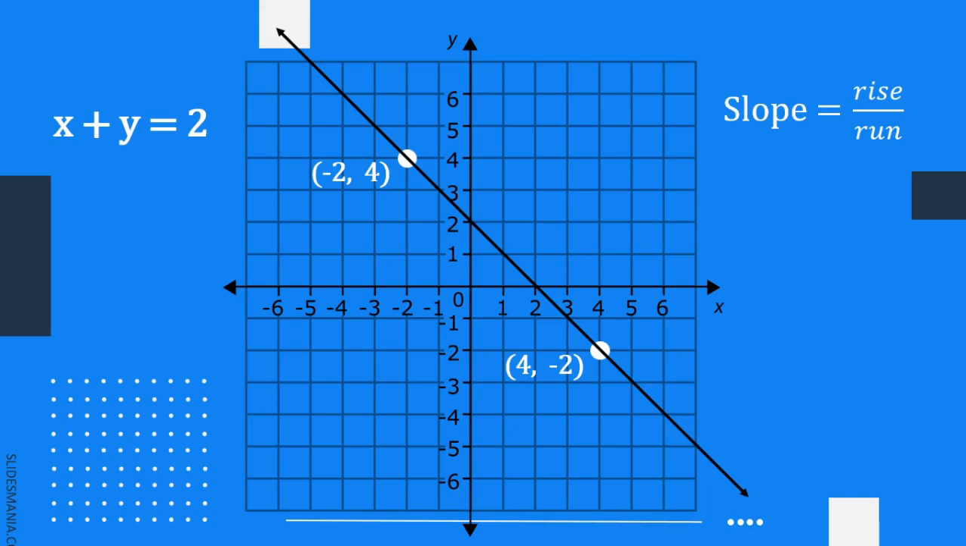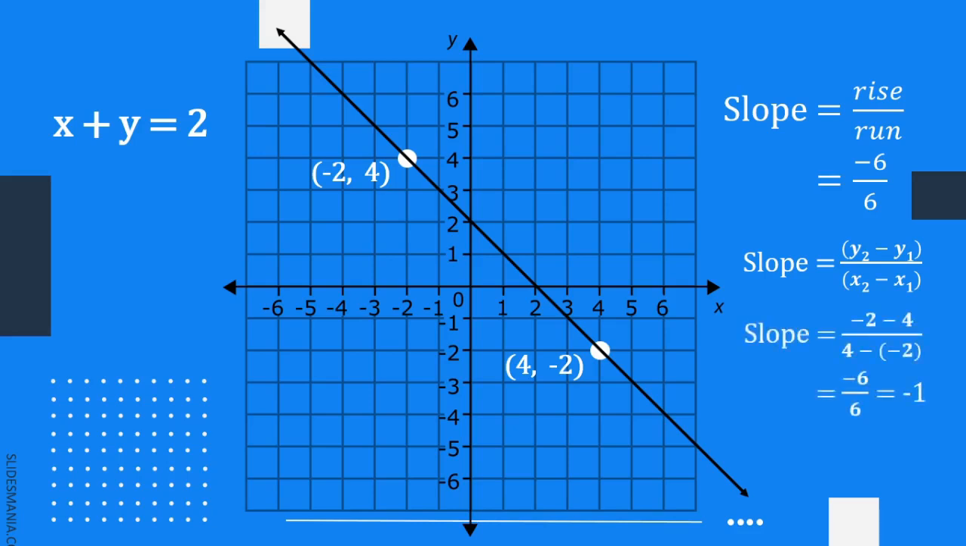The run is, so from the first point to the second point, we need to move 6 spaces to the right. So that will give us positive 6. So our slope is negative 6 divided by 6, which is negative 1. We could arrive at the same result using the formula (y2 - y1) over (x2 - x1). We simply substitute the values of our ordered pairs. So, there, we could get the same result, which is negative 1.